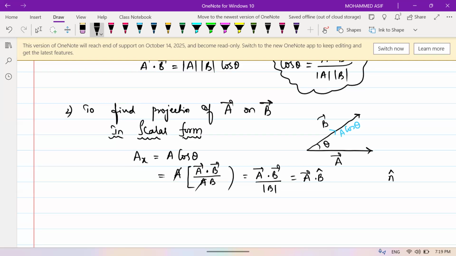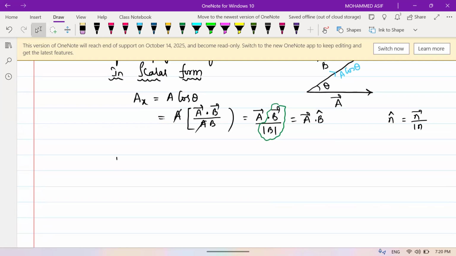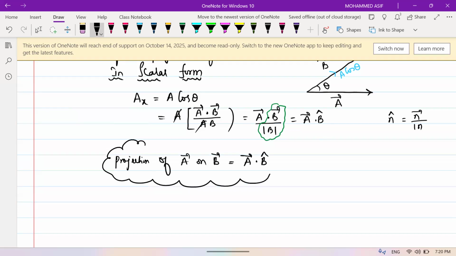Unit vector I have told you now: N cap is equal to N bar divided by mod N. So in this case, B bar divided by mod of B can be written as B cap. That means the projection of A bar on B bar will be equal to A bar dot B cap. This is the formula you need to remember. Shall I tell you once again or did you get it?